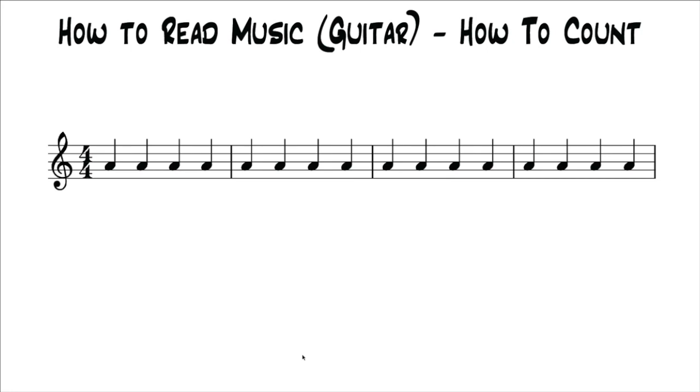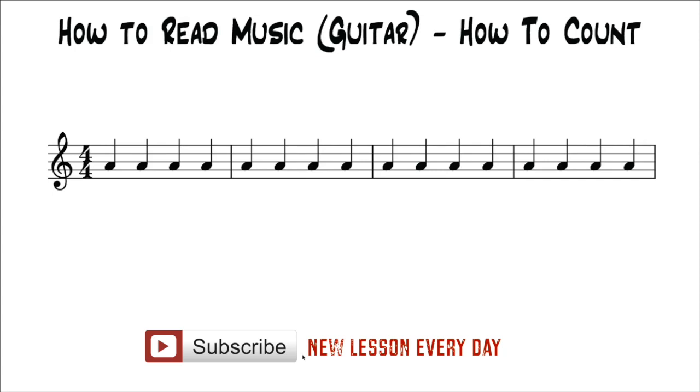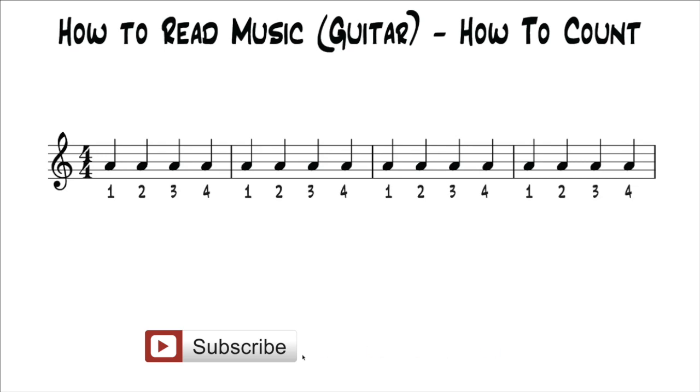So in this lesson, we're going to cover how to count all the note values that we've talked about so far, which are the whole note, the half note, the quarter note, the eighth note, and the 16th note. So starting off with what's on your screen, which is just a simple way to write a 4/4 time rhythm out, which is 4 quarter notes per measure, and in 4/4 time, the quarter note is a beat, so you have 4 quarter notes per measure. That's really easy. You would just count right along with those quarter notes. 1, 2, 3, 4, 1, 2, 3, 4, and so on.